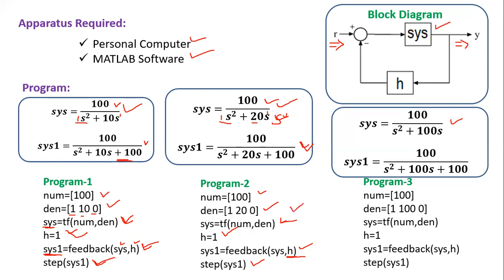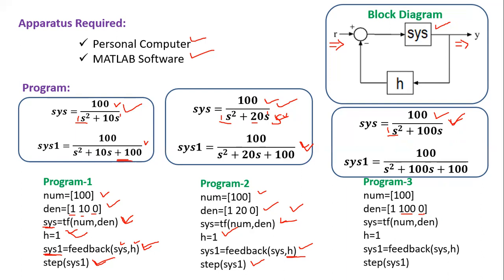Right, this is the second program. And coming to the last one, the last one is the open loop transfer function. Here the numerator coefficient is 100. And coming to the denominator, S square coefficient is 1, and S power 1 coefficient is 100. And S power 0 coefficient, we are not having any S power 0.